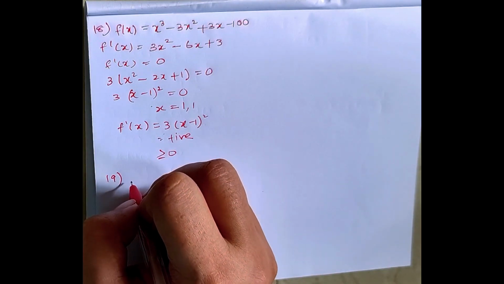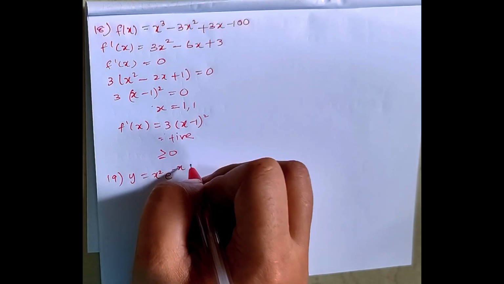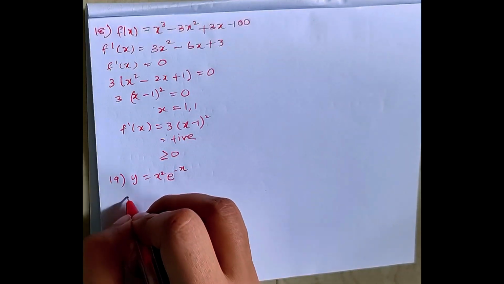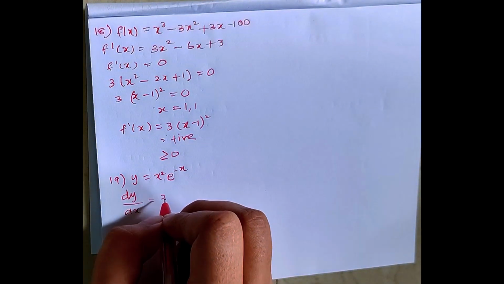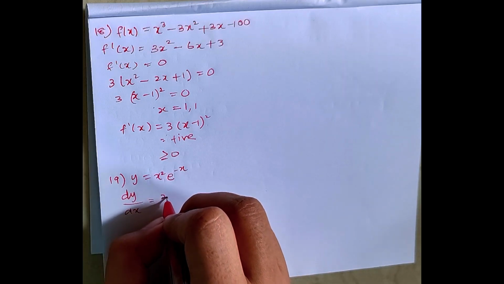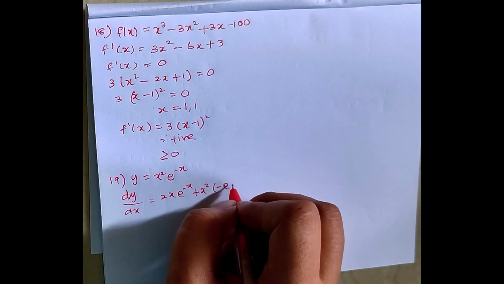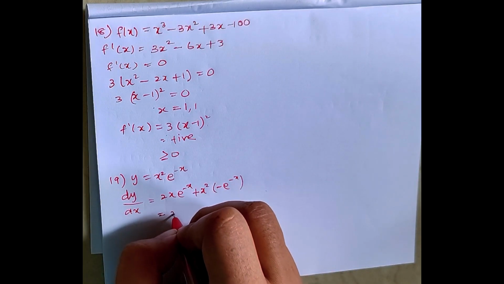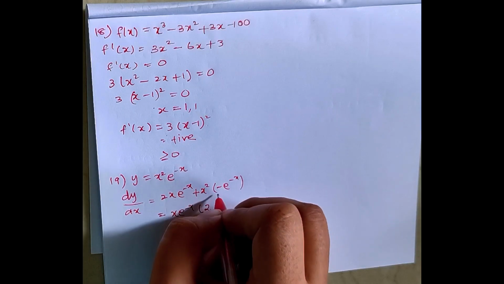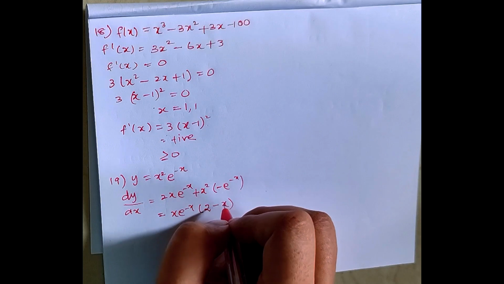Question number 19, the interval in which y is equal to x square into e power minus x is increasing. As usual, find the derivative. So dy by dx equal to, we will use the product rule. So first we will differentiate x square. So it is 2x into e power minus x plus x square into the derivative of this, which will be minus e power minus x. We will take x into e power minus x as common. So we get 2 plus, into minus, minus x. Okay, so x into e power minus x into 2 minus x.